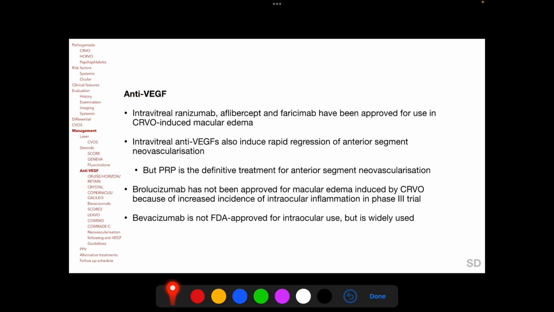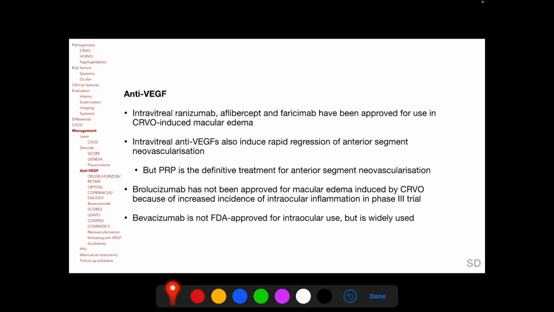Anti-VEGFs have been extensively studied for the management of macular edema induced by CRVO, and intravitreal ranibizumab, aflibercept and faricimab have been approved by FDA in the management of CRVO-induced macular edema. Also, intravitreal anti-VEGFs induced rapid regression of anterior segment neovascularization, but since the duration of action of a single injection of anti-VEGF is much shorter than the duration of action of panretinal photocoagulation, photocoagulation is still the definitive treatment for anterior segment neovascularization, as we have discussed.